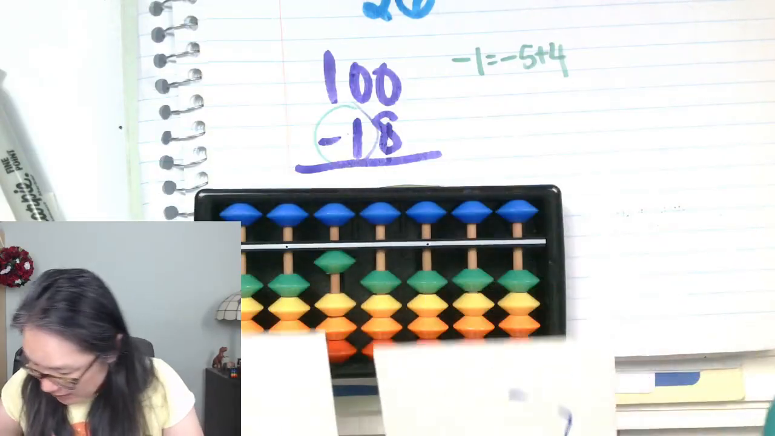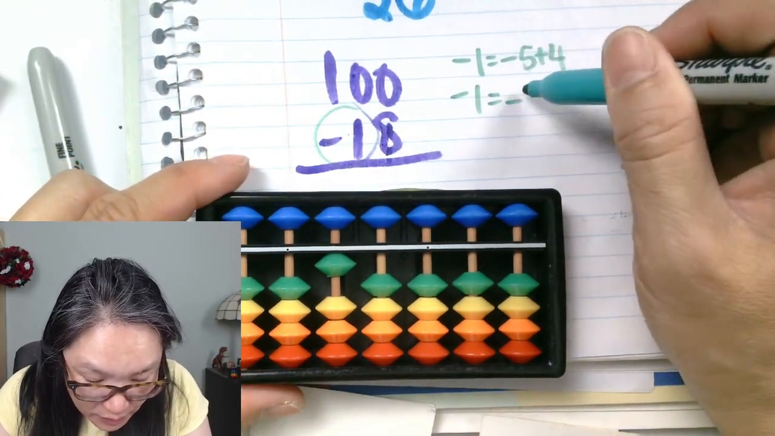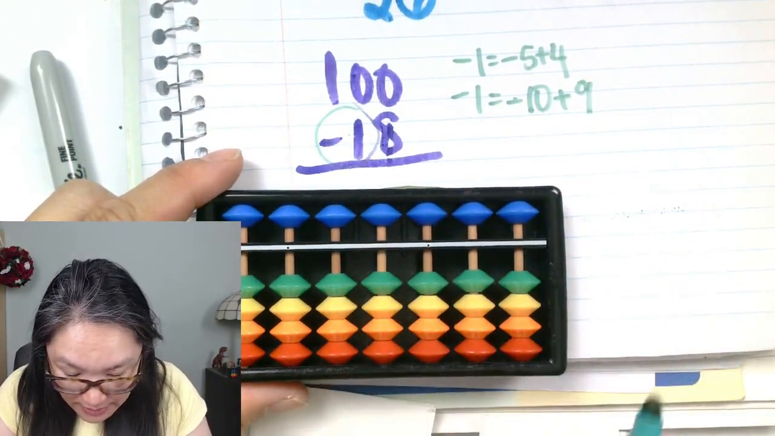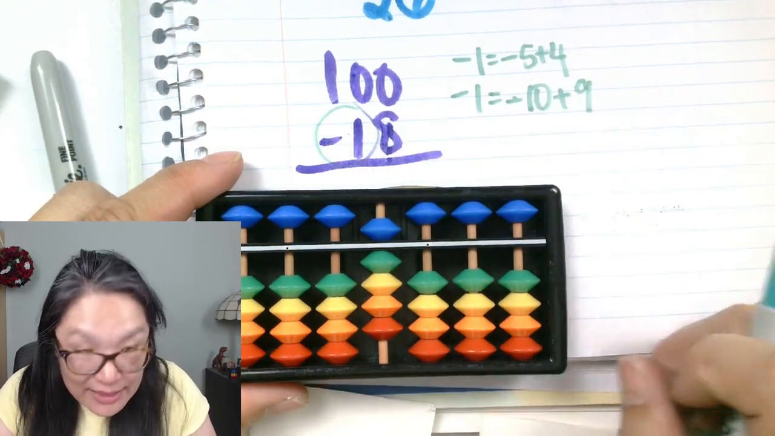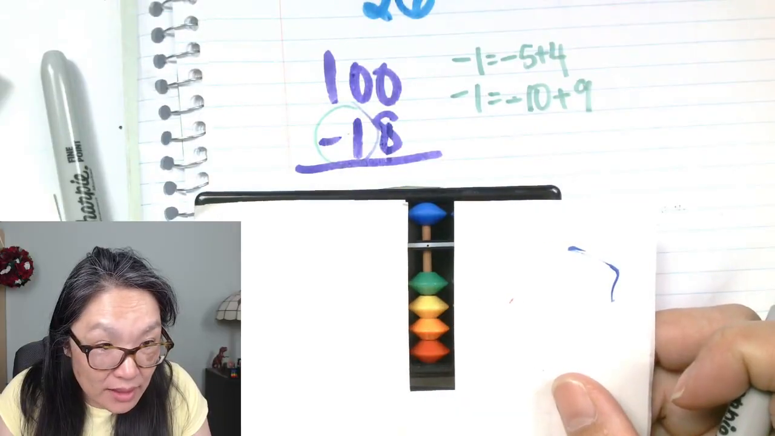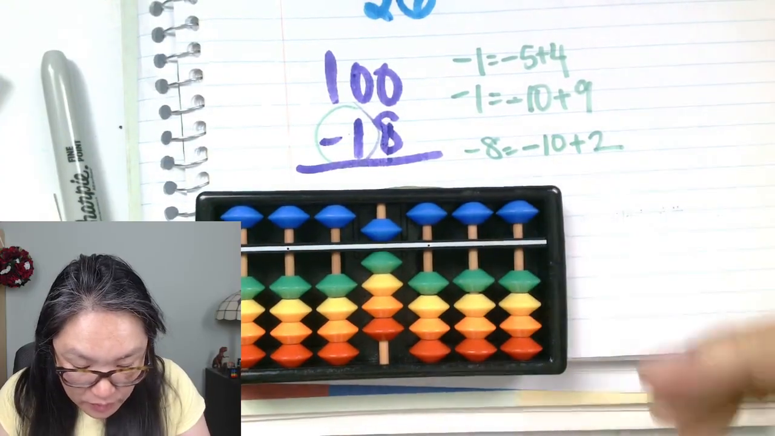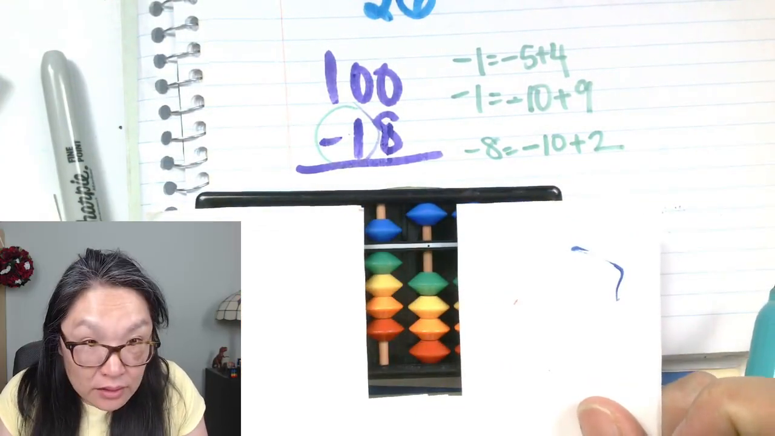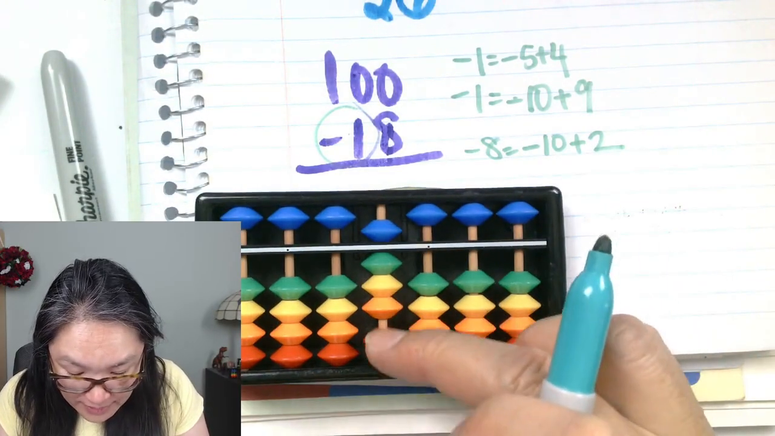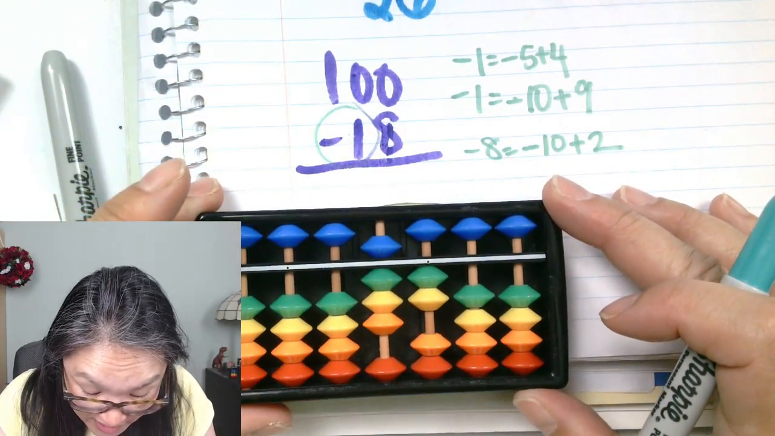So my next formula is minus the 1 is equal to minus the 10 plus the 9. So I'm going to minus the 10 and plus the 9. And then I need to minus the 8. I'm over here now. Can I take away the 8? No, I cannot take away the 8. What do I do? Minus the 8 is equal to minus the 10 plus the 2. So I'm going to minus the 10, and then add the 2. My final answer is 82.